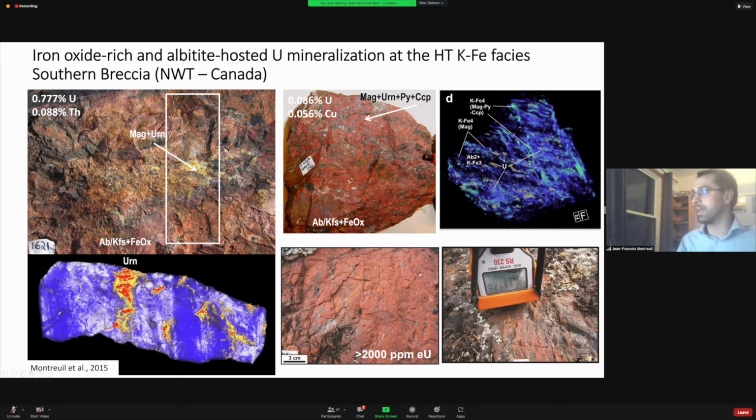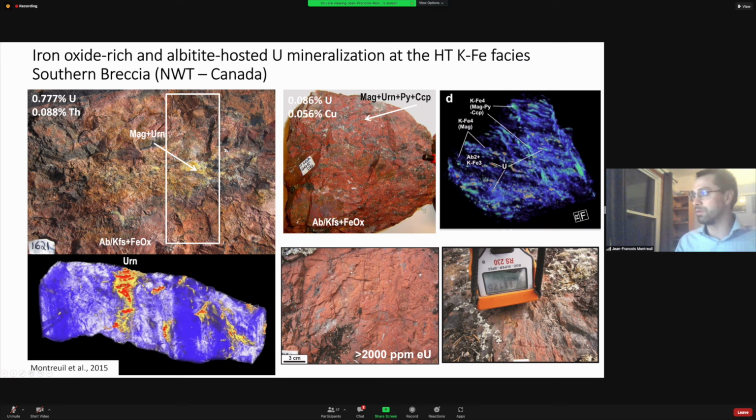This style can be relatively cryptic as well. There's an example here. This rock, when you put a gamma ray spectrometer on it, contains over 2000 ppm uranium equivalent, but visually it doesn't look like much. This also indicates that when we are working within these systems, working with tools like gamma ray spectrometers can be quite important to detect some of these styles of mineralization, which visually may not be so obvious.